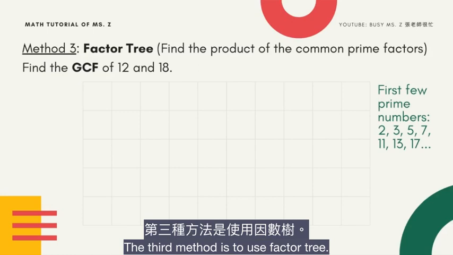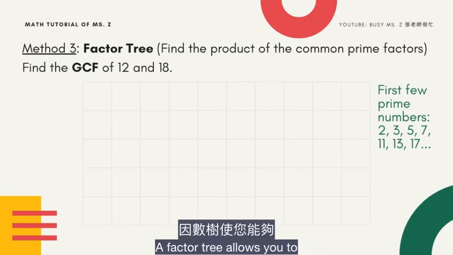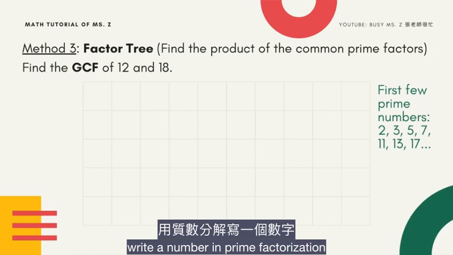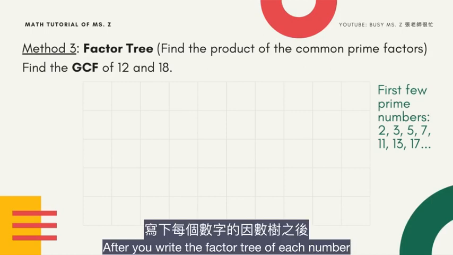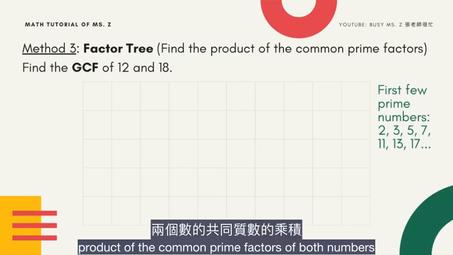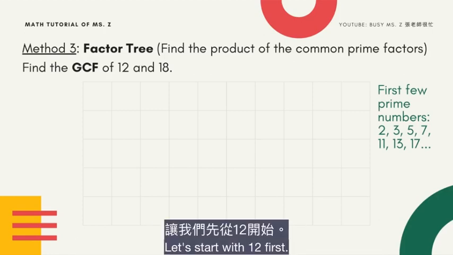The third method is to use a factor tree. So a factor tree allows you to write a number in prime factorization. After you write the factor tree of each number, you want to find the product of the common prime factors of both numbers. So let's start with 12 first.